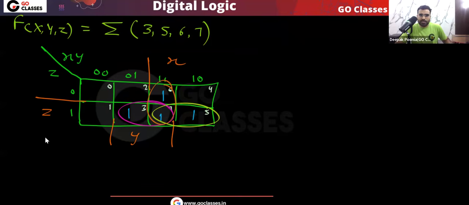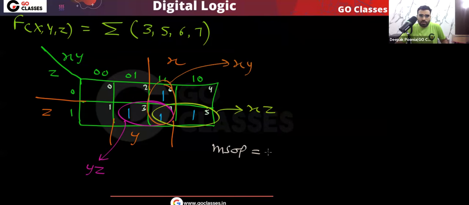Now we can write the minimal SOP expression. For that, we will write the product term for all these cubes that we have created covering ones. This cube is in the area of z and x, so the product term will be xz. Next, this pink cube is in the area of y comma z, so the product term will be yz. And this orange cube is in the area of x comma y, so the product term will be xy. The minimal SOP expression will be xy or xz or yz.